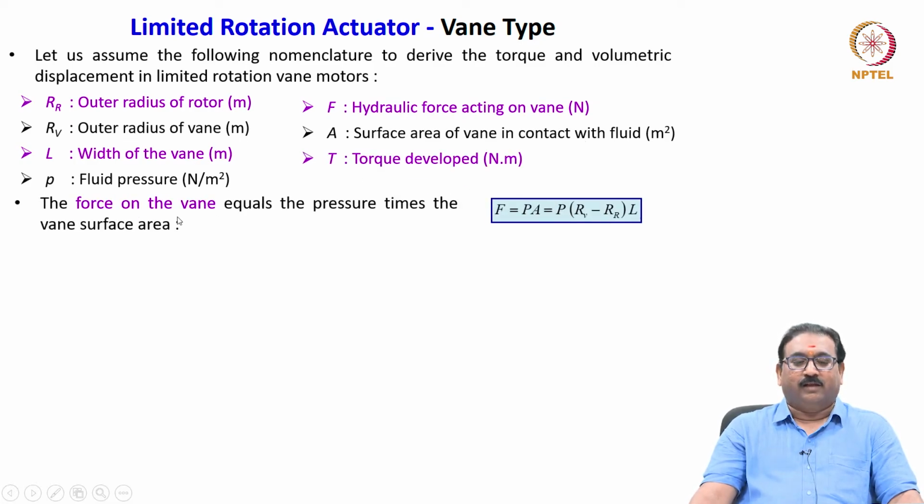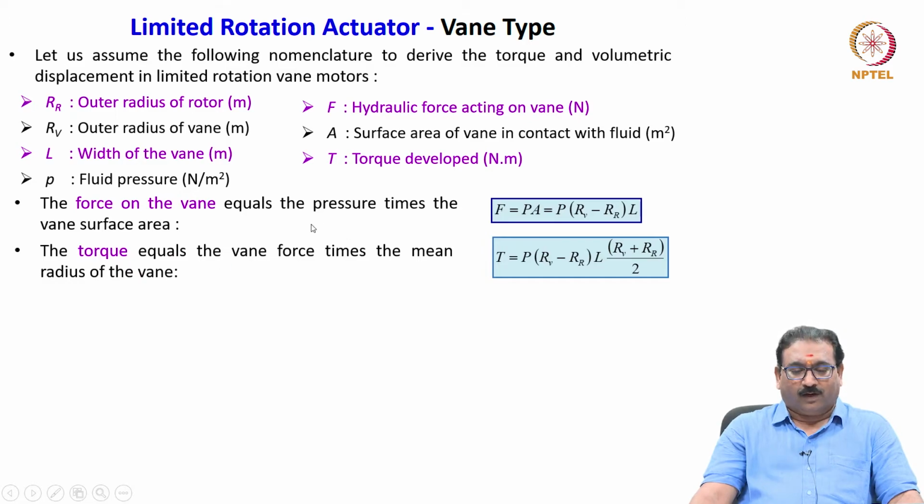Let us see. The force on the vane equals the pressure times the vane surface, whether it is a single vane or a two vane design. You will take here P into A. A is now (RV minus RR) into L.